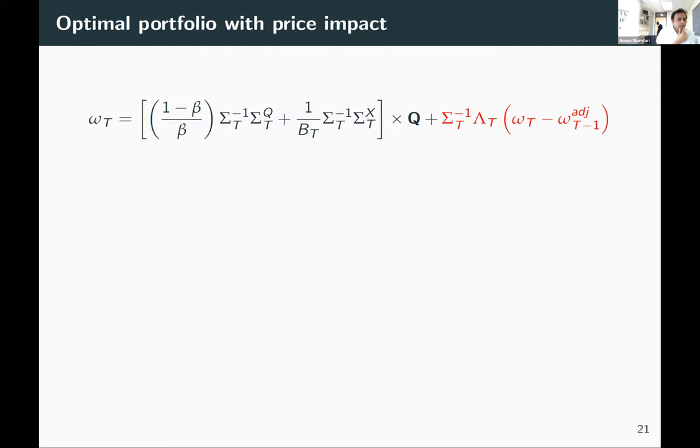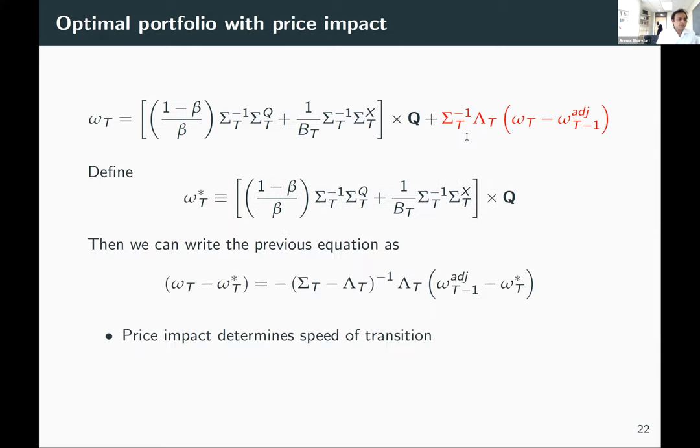So what happens when we allow for price impact? We essentially add one more term to the formula, which is given in red. And all the price impact is summarized by this lambda. With a little algebra, we can write the previous equation as in the bottom, where W star is the portfolio without the price impact. And this already gives us an insight that the price impact mainly matters for the speed of transition.